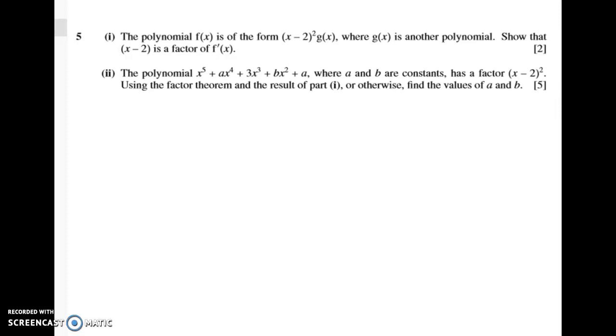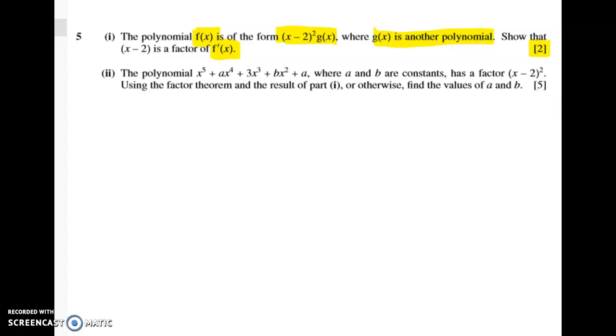We're told that we've got a polynomial f of x, and it's of this form, x minus 2 squared g of x, where g of x is another polynomial. And we have to show that x minus 2 is a factor of f dash of x. So that sounds really, really hard. But if you're doing A-level, you can see it's only worth 2 marks, so it really can't be that bad.